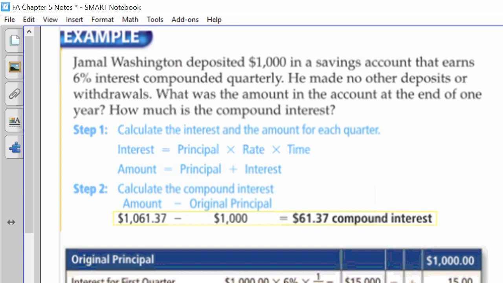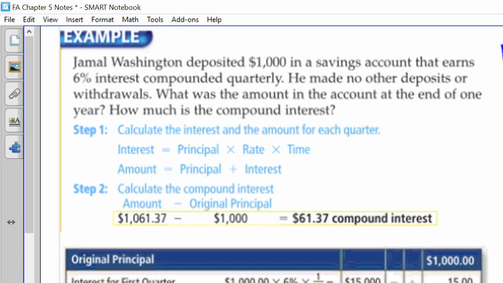Okay, for example, our buddy Jamal put $1,000 in a savings account. It earns 6% compounded quarterly. So you guys, there's some calculations that we need to know: monthly, quarterly, daily.